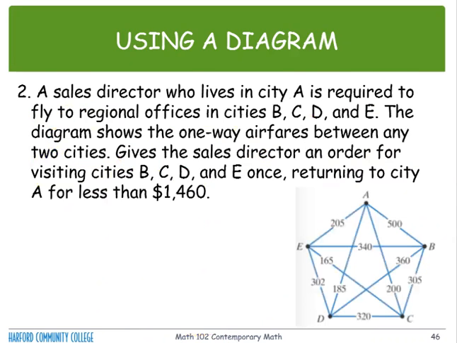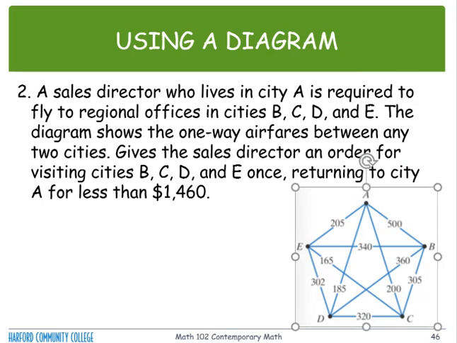And then the last example here: a sales director who lives in city A is required to fly to regional offices in cities B, C, D, and E. The diagram shows the one-way airfare between any two cities. Give the sales director an order for visiting cities B, C, D, and E once, returning to city A, for less than 1,460 cents, or $60.